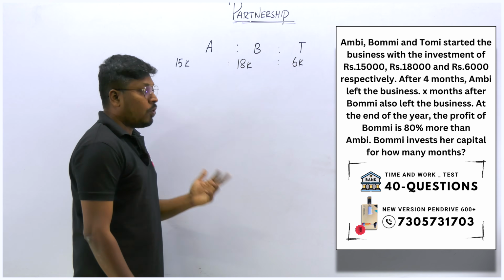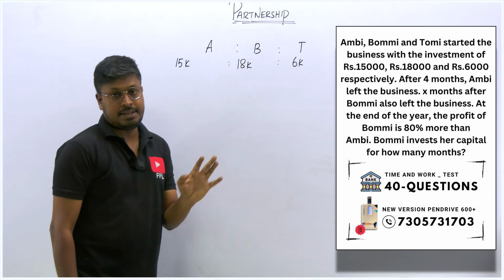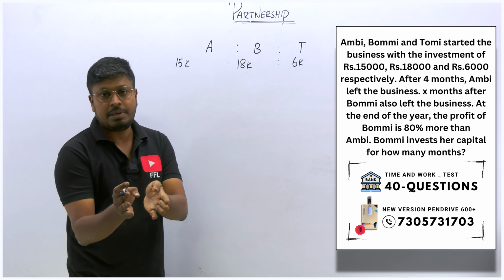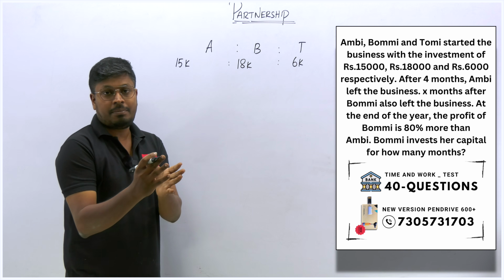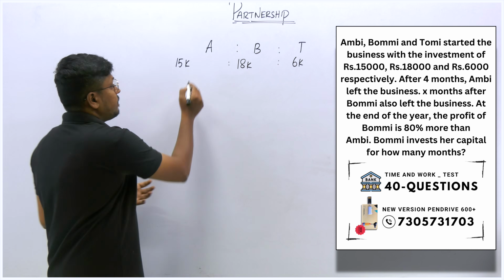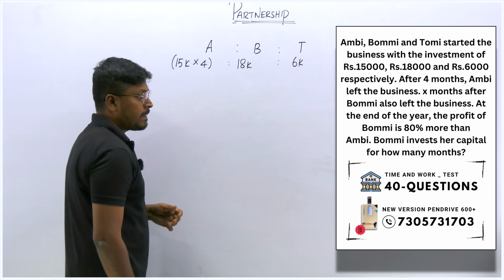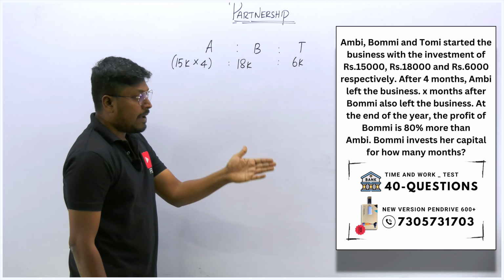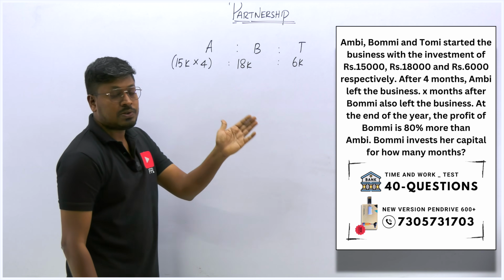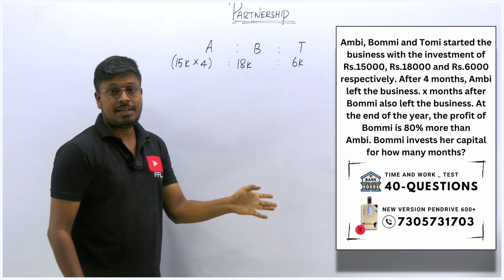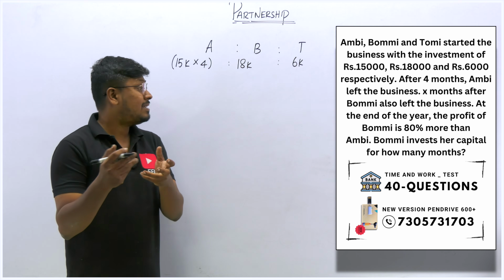After 4 months, the first person left the business. That means the first person will be in the business for the first 4 months only. Why? Because only after 4 months the first person left the business. So 15,000 into 4. And then after X months, the second person also left the business, right? So the second person B also left the business after some months. But that month is unknown.